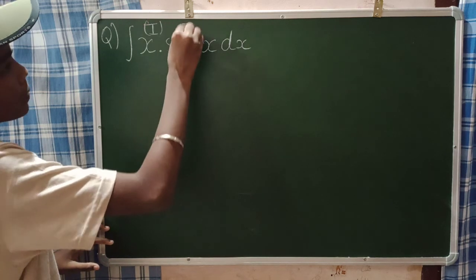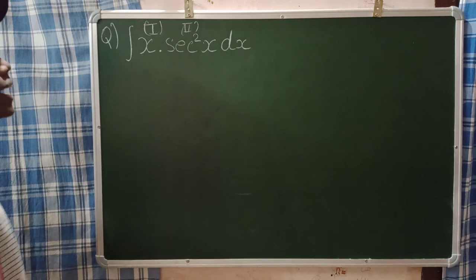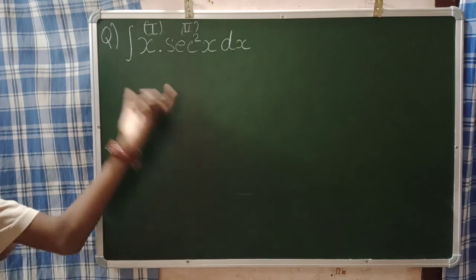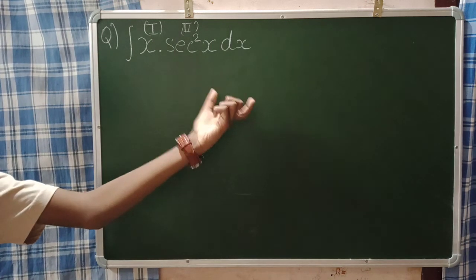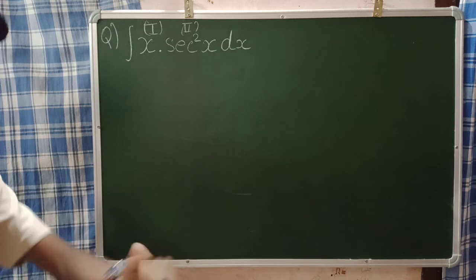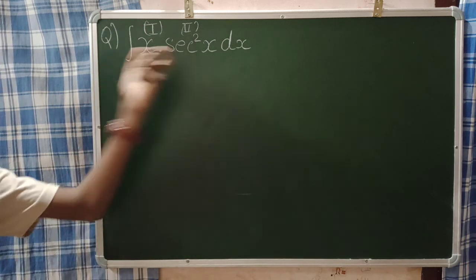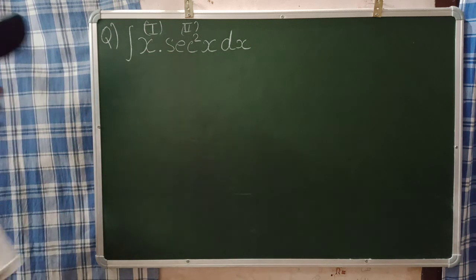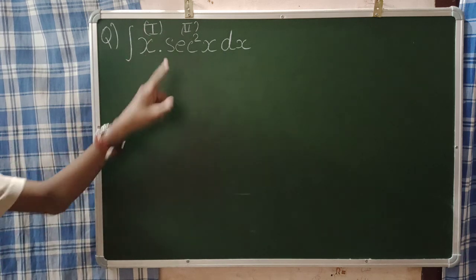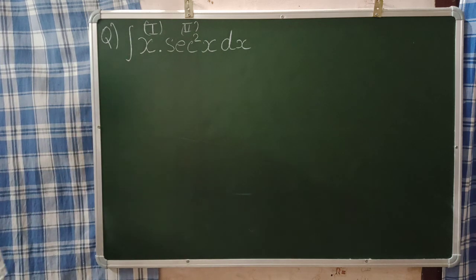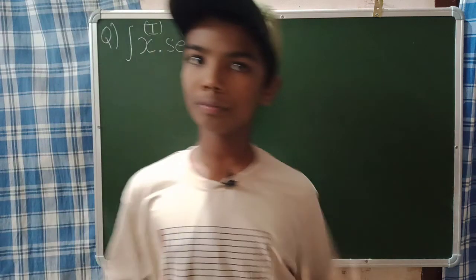So secant square x will be nothing but your second function. Why? Because secant square x is a trigonometric function, and the trigonometric function comes after the algebraic function in the ILATE rule, and that is why x is your first function and secant square x is the second function. I hope that makes it clear.